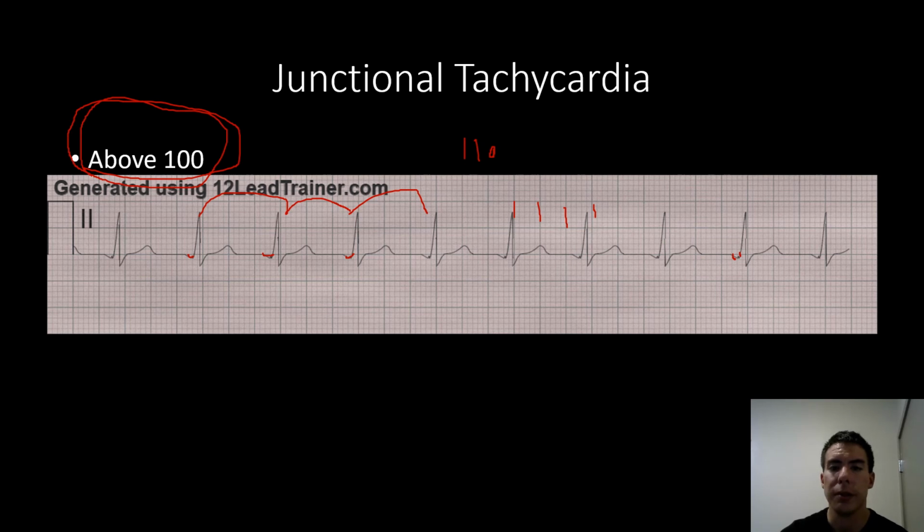So based on that, we can name the rhythm. It is regular. Rate is about 110. If there are P waves, they're inverted, or there might not be any that we can see. PR interval is very short, and QRS is normal, so it's a junctional rhythm. And then with the rate being 110, that tells us this is junctional tachycardia.